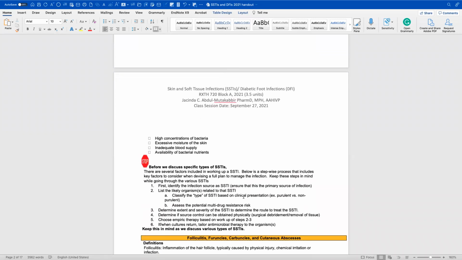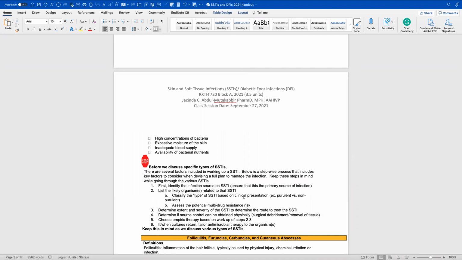So I usually do a stop before we discuss specific steps of SSTIs or infections so we can regroup and make sure that we're understanding what we're about to step into. So in this stop, I want you all to think about the fact that there are several factors included in working up an SSTI. So we're going to go through a stepwise approach that includes key factors to consider when devising a full plan to manage the infection. Keep these steps in mind while going through these various SSTIs.